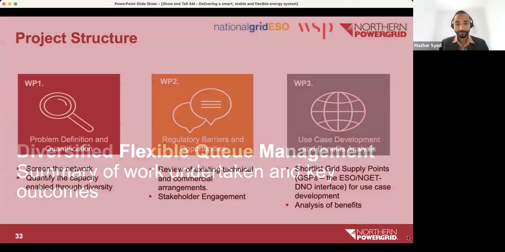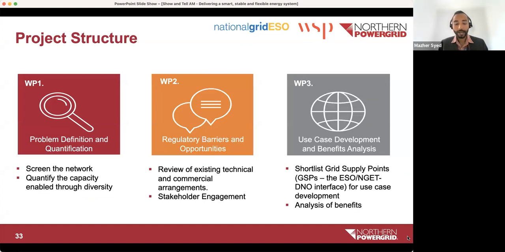So just a brief introduction. I'm Mazhar Syed. I'm an associate power systems consultant at WSP, and I was leading work package 1 of this particular project. The objectives of this project were delivered through 3 work packages. The first work package looked at defining and quantifying the problem at hand. The second work package looked at the regulatory barriers and any opportunities that we might have. The outcomes of work packages 1 and 2 directly fit into development of use cases and high-level benefit analysis in work package 3.